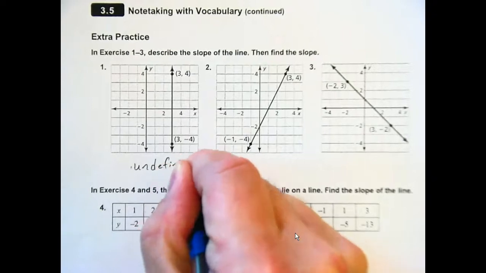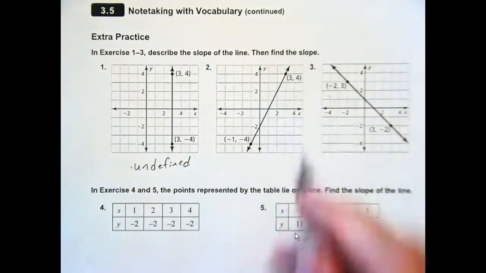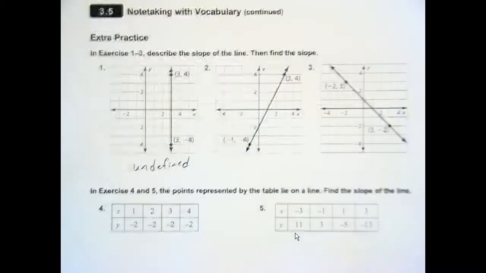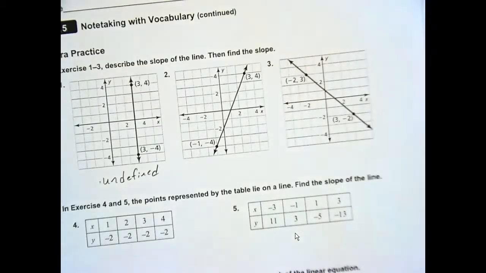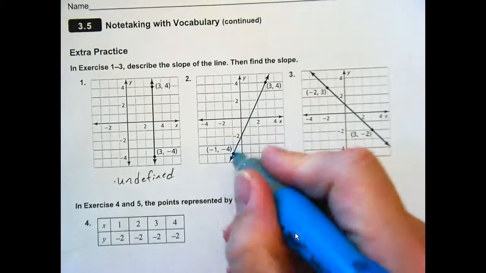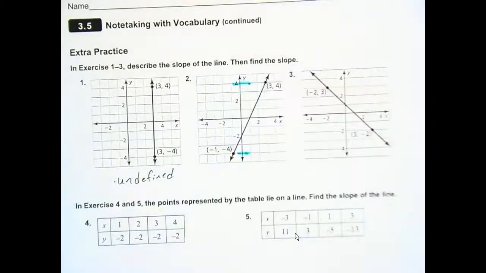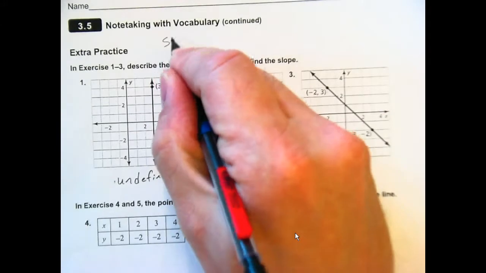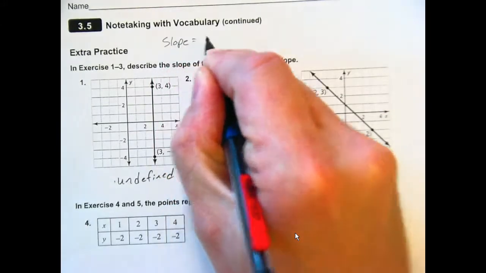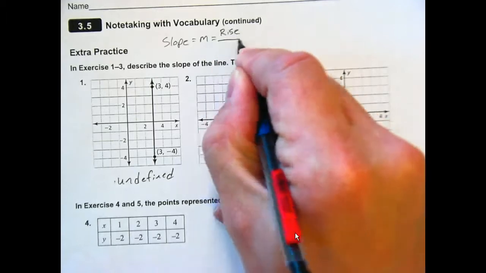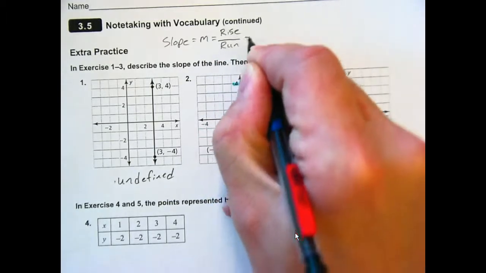Now, I know you can just count using your graph, but I'm expecting you to be able to use a slope formula when you're not given a graph. Unless you want to graph every single problem, we should figure out how to use the slope formula. Slope has a lot of different names. We call it M. We call it rise over run. We call it change in y.